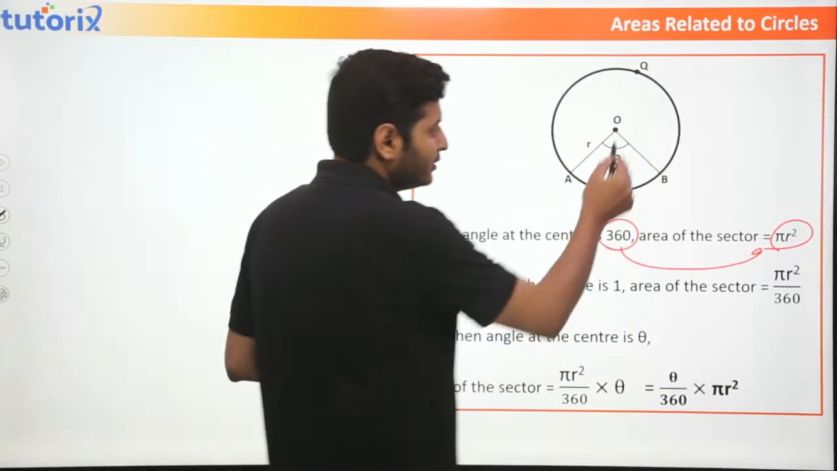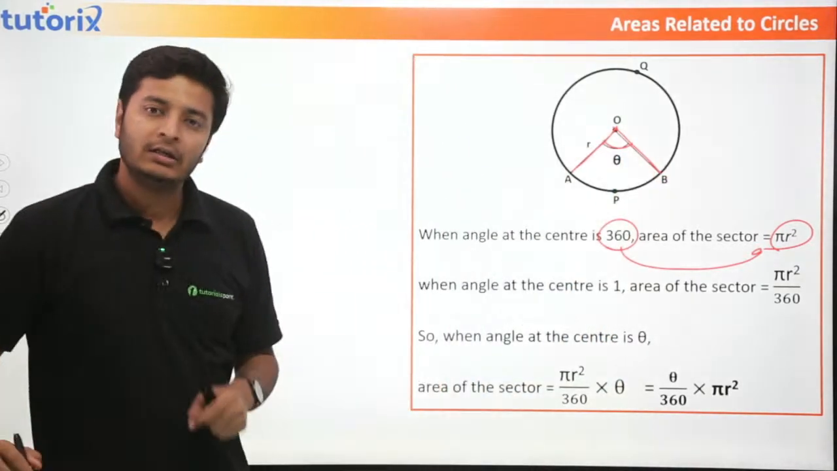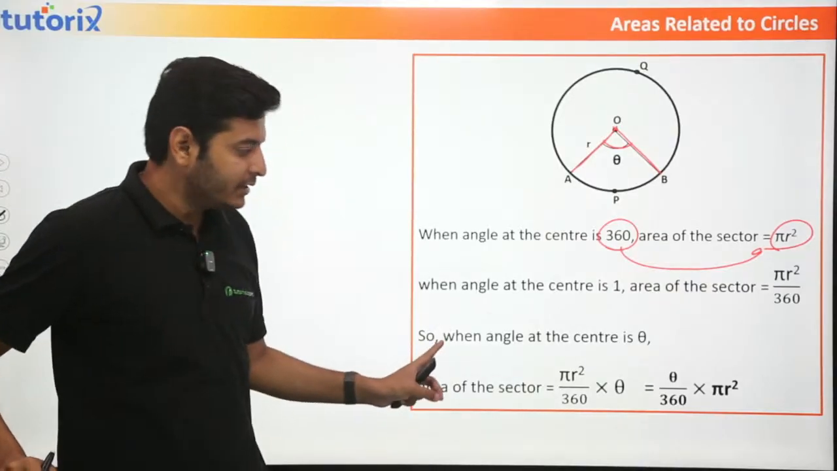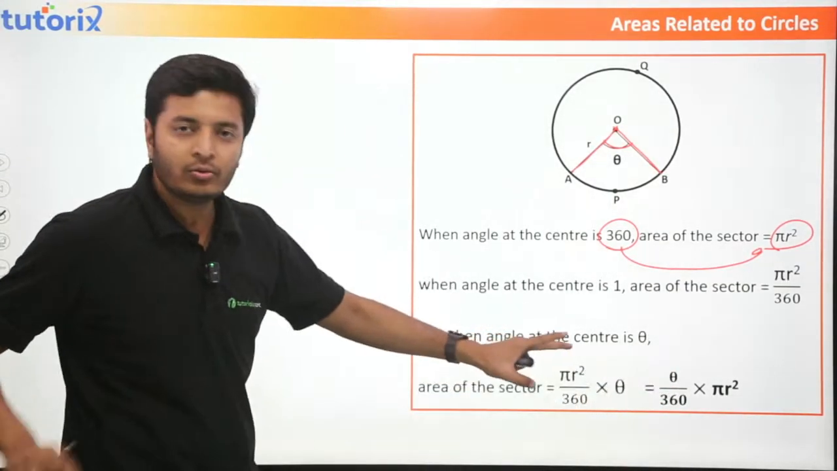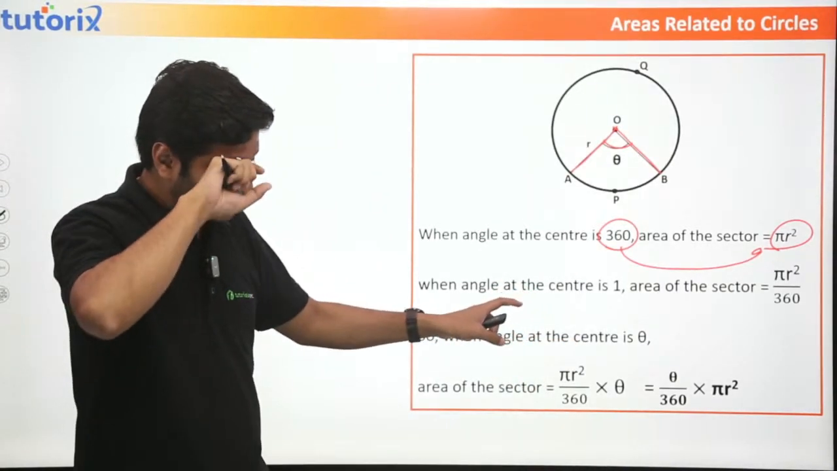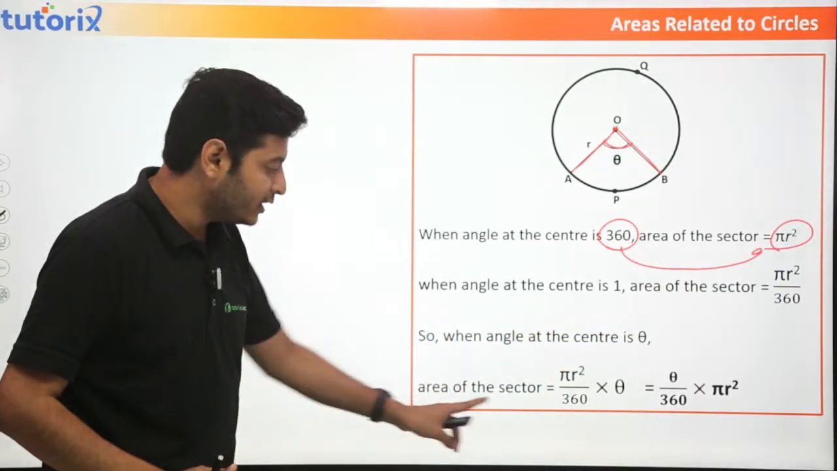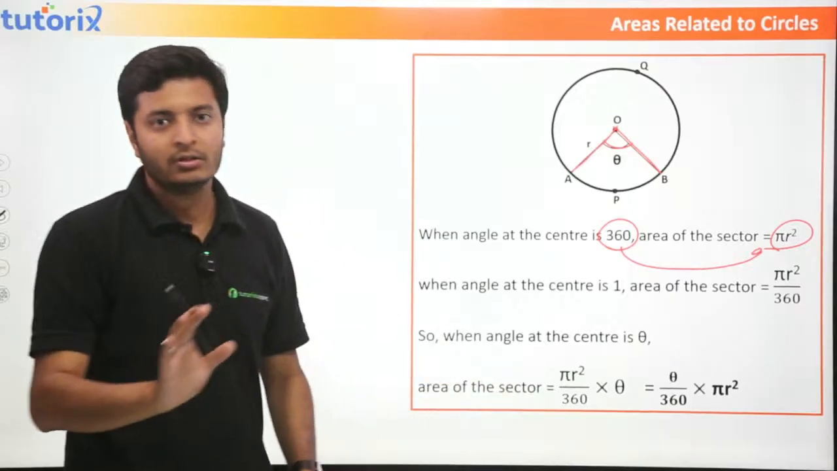We are considering that the angle between the two radii is theta degrees. So how to find the area of the sector when the angle is theta? You need to do only one thing. You know the value for 1 degree, correct? You can directly multiply that value with theta, unitary method. So the area of the sector will become what? Pi r square by 360 multiplied by theta.